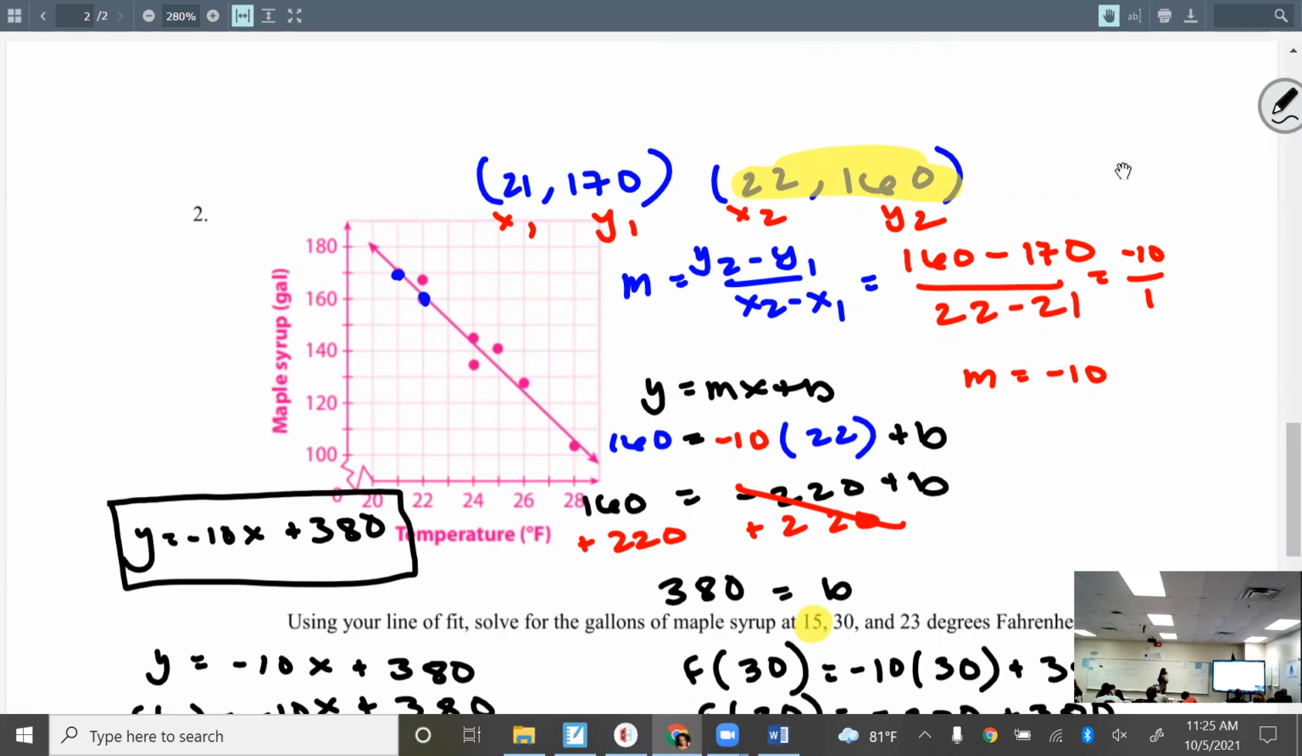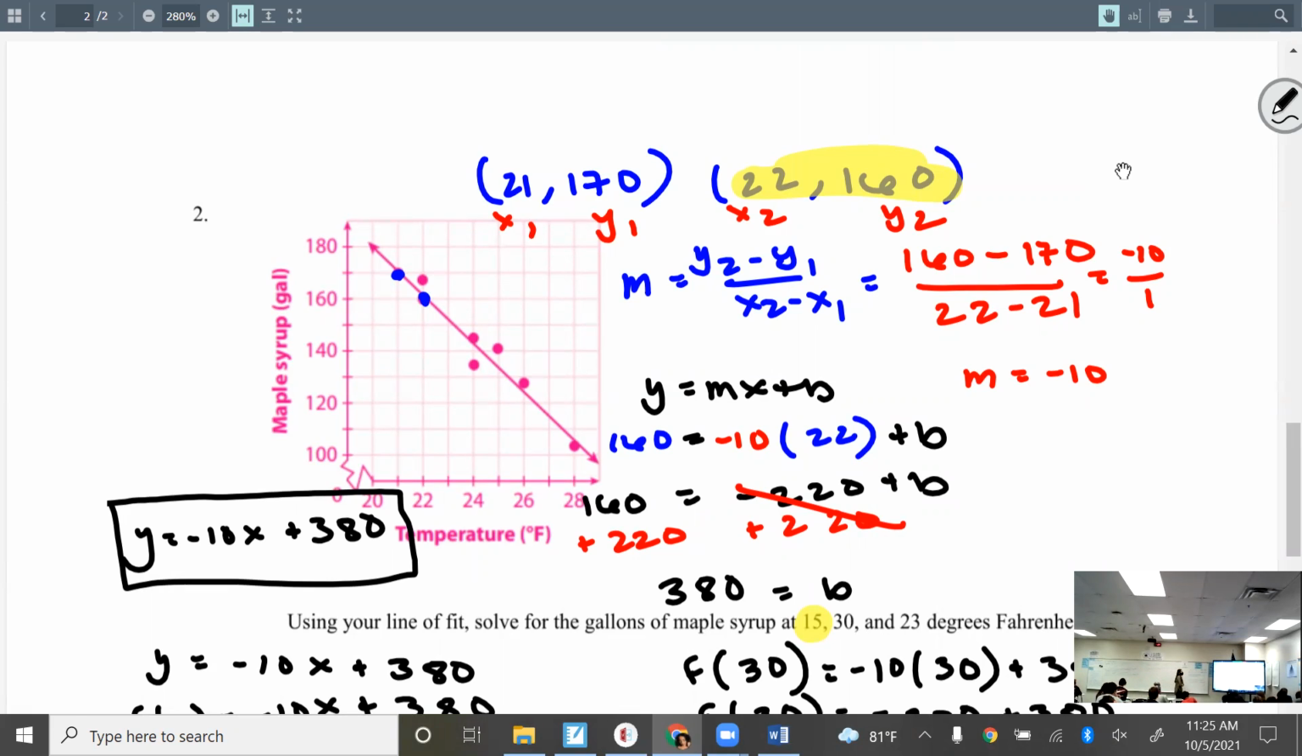So your final answer should be close to y equals negative 10x plus 380. It could be off by a little bit, but if it's way off, then there's something wrong. Questions about that?